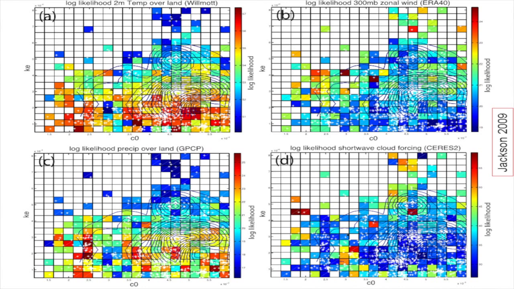And it's kind of in the middle of the road for getting precipitation over land, and it could be better, but it's pretty good in getting the 300 millibar zonal winds.